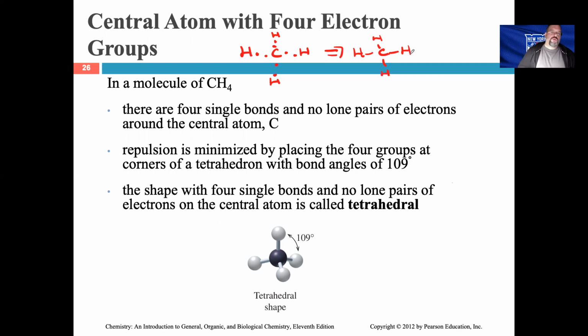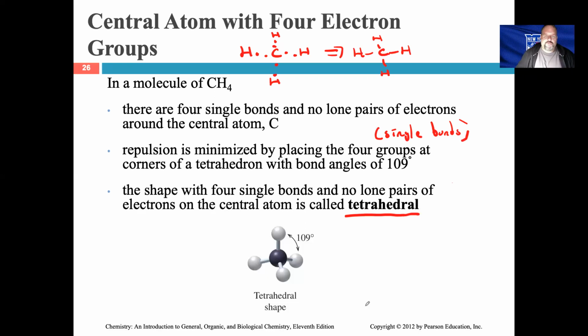It turns out that repulsion is minimized by placing the four groups, in this case the four single bonds, at the corners of a tetrahedron with bond angles of 109 degrees. So the shape around an atom, when that atom has four single bonds and no lone pairs of electrons, what VSEPR theory says is that if you have a central atom with four single bonds and no lone pairs of electrons, the shape around that atom is going to be tetrahedral.